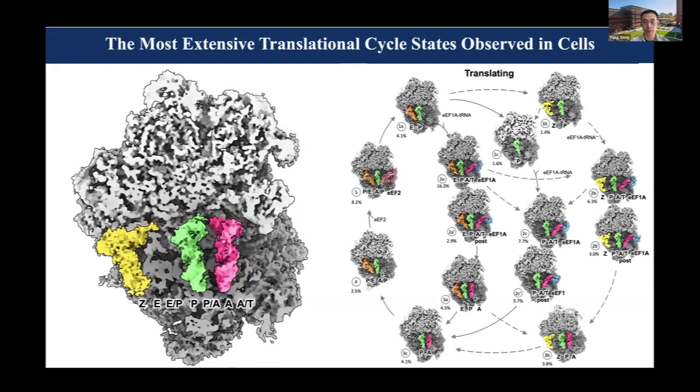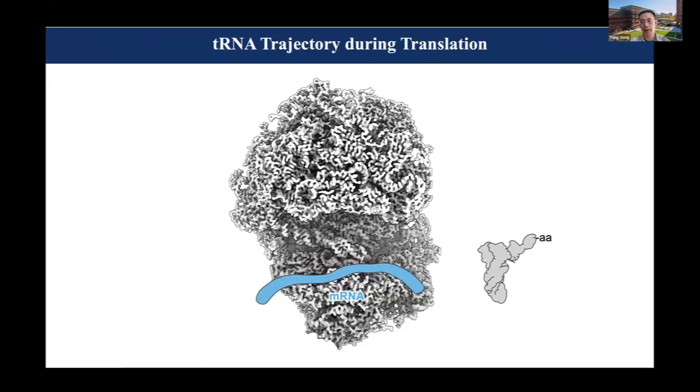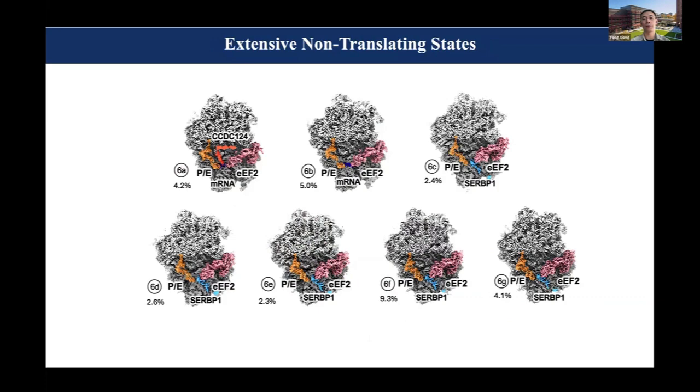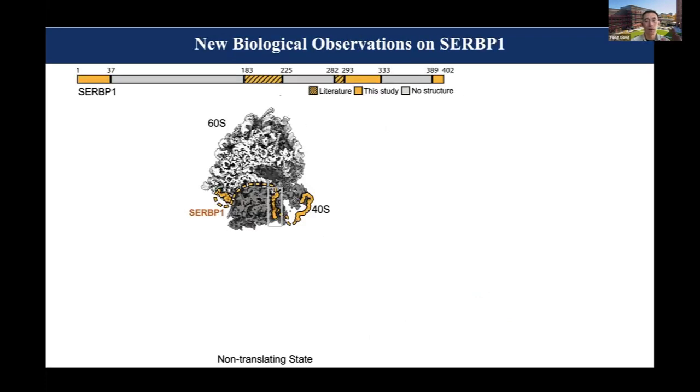In the end, we see many of them, the entire cycle. These are for the translating ones, where we can see a very comprehensive picture of how the tRNA basically dances through the ribosome for the complete cycle of translation. Then, of course, we also see the non-translation states as well.